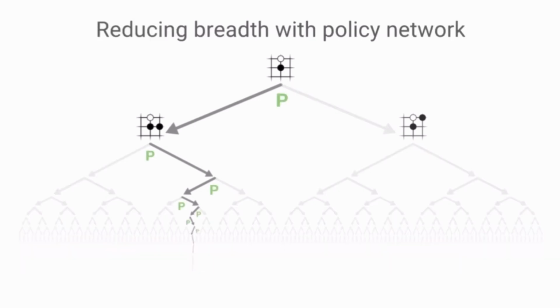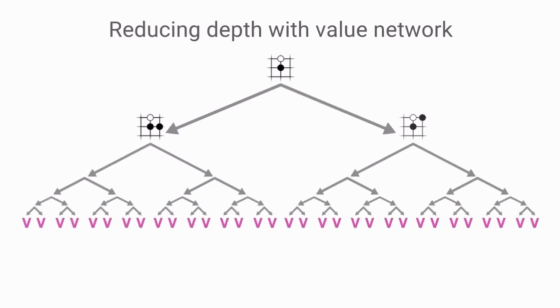Well, the first idea is to use the policy network to reduce the breadth of the search tree. So recall that the policy network suggests moves to make in each position. And so we can actually reduce the breadth of this search by only considering moves that are recommended by the policy network. So instead of searching 200 or so moves from each state, we might consider just a handful, and just expand that handful of moves in the search tree to dramatically narrow the set of possible sequences that we need to consider. The second idea is to use the value network to actually reduce the depth of the search.